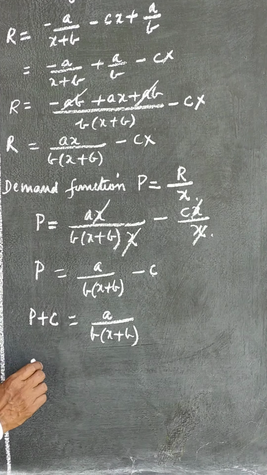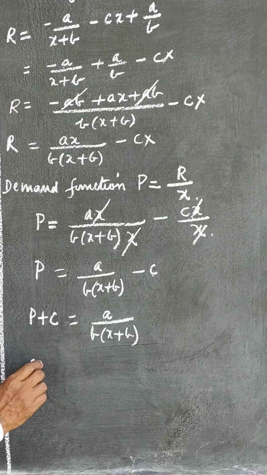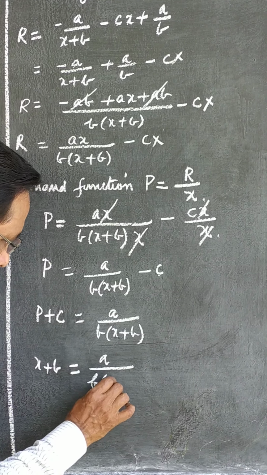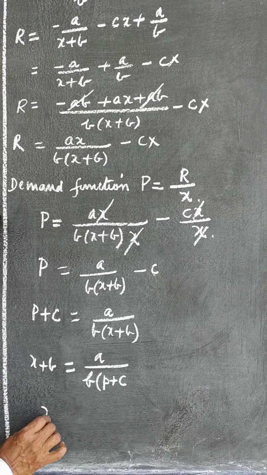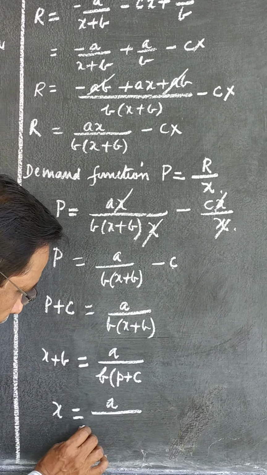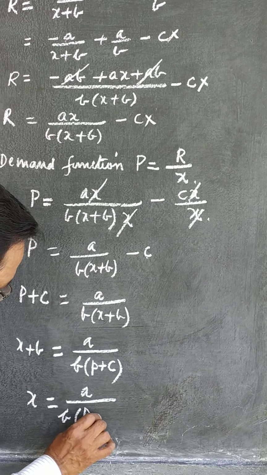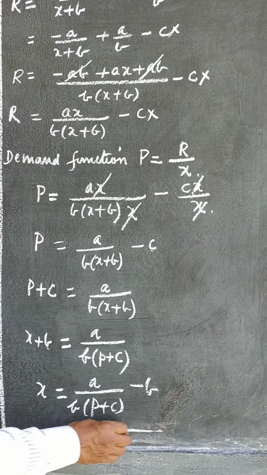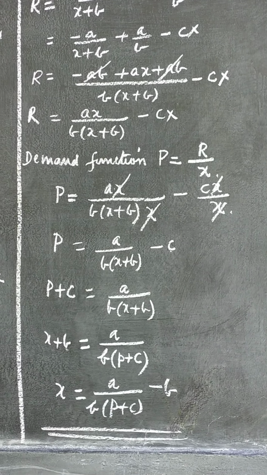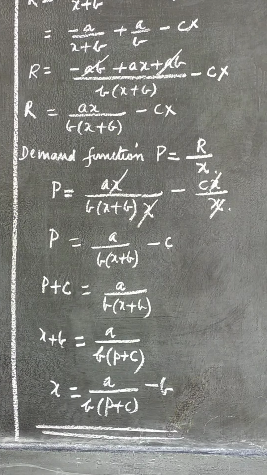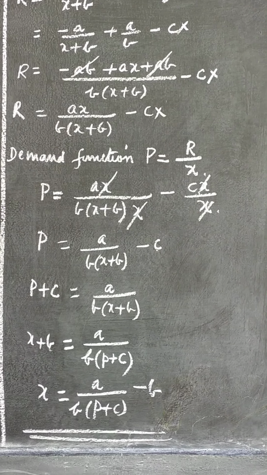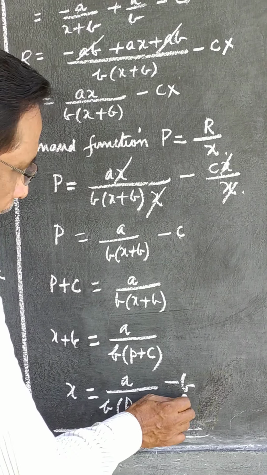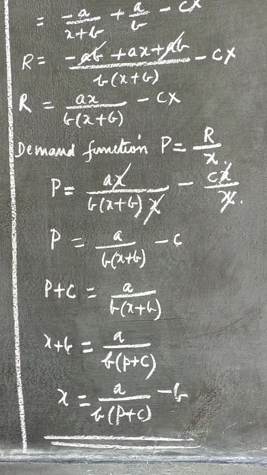I can take this (X plus B) to the left hand side as numerator, and here A by B into (P plus C). Now X alone is equal to A by B into (P plus C), and this B is taken to the other side as minus B. This is what we need. The question is given as to show that the demand function is A by B into (P plus C) minus B. This is the demand function. From this we are asked to find out X.